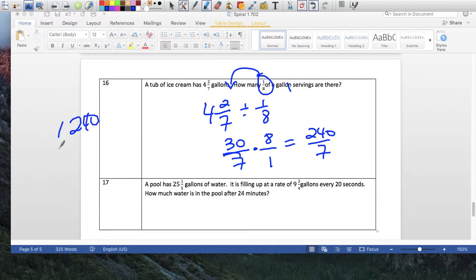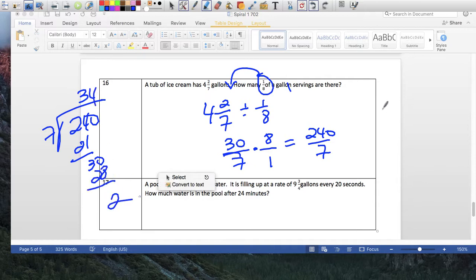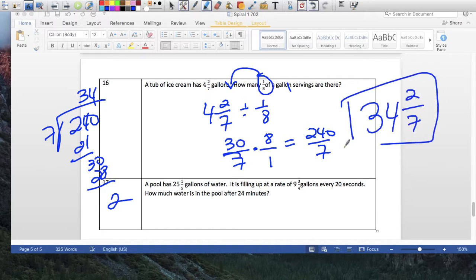So we get 34 with 2 left over. So you can make 34 full servings, and 2/7 of the next serving is available. That's your final answer.